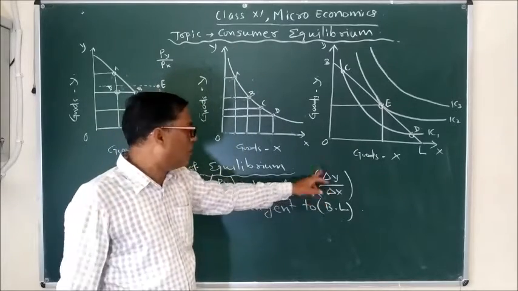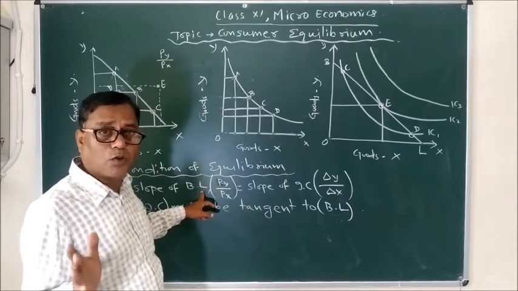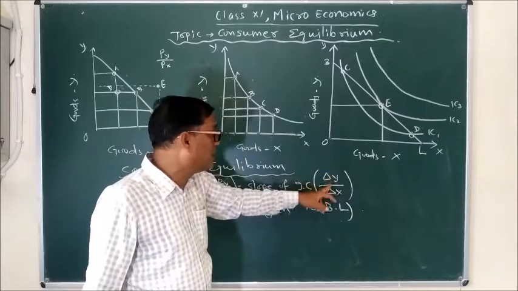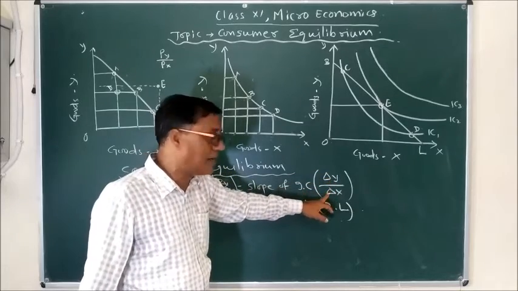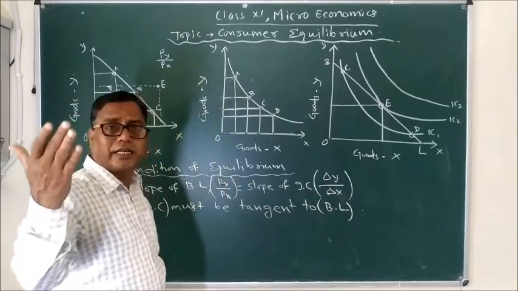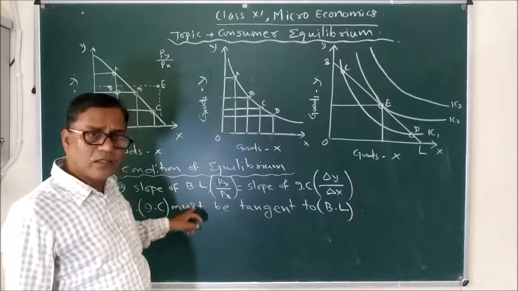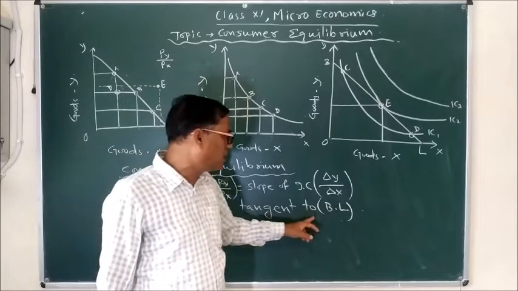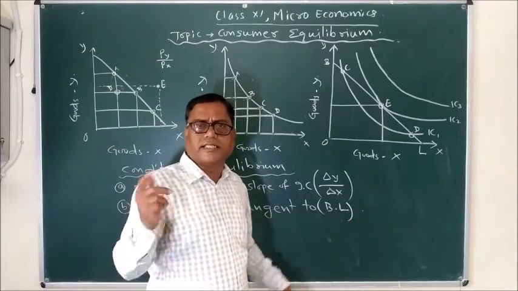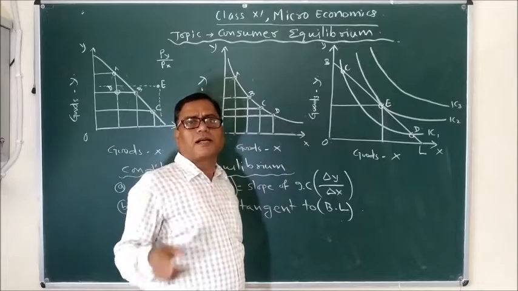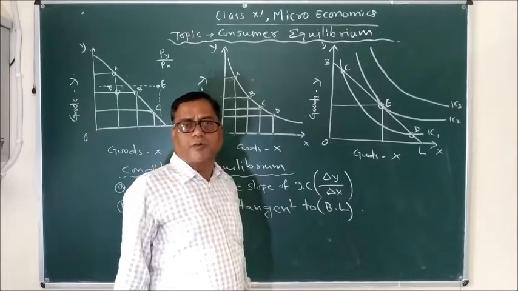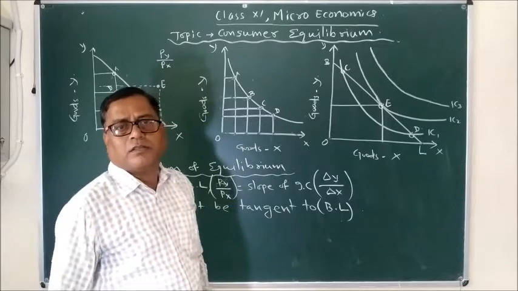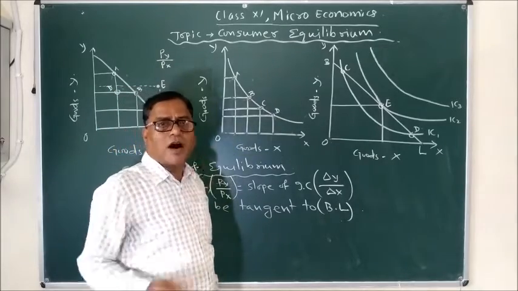Once again I repeat, when the price ratio, that is the slope of the budget line, becomes equal to the preference of the consumer, that is the slope of the IC, del Y upon del X, our consumer is attaining equilibrium. The second condition of equilibrium is that the indifference curve must be a tangent to the budget line. What is a tangent? If two curves have only one common point, we can say that the second curve is a tangent to the first curve.